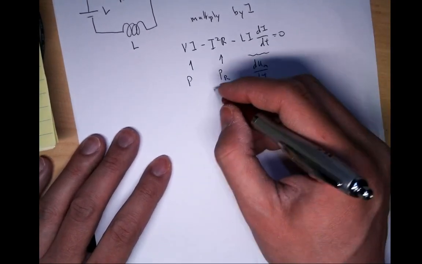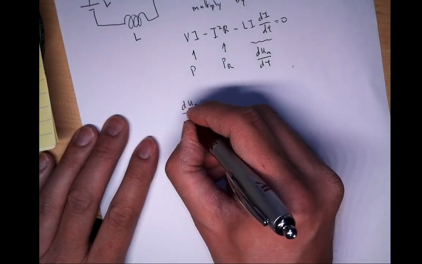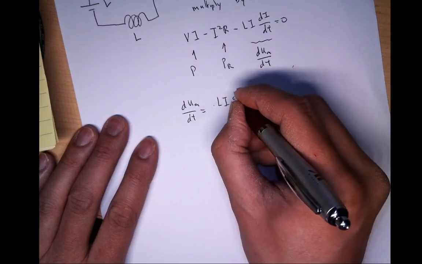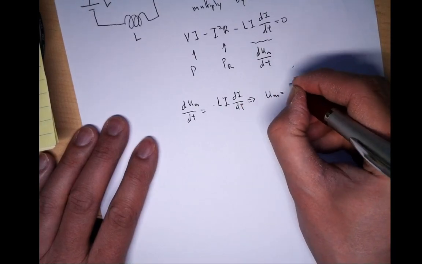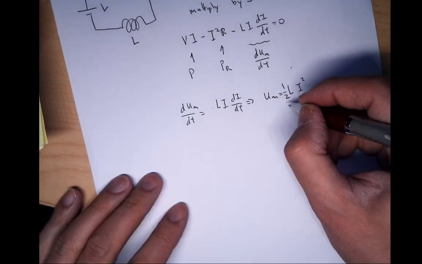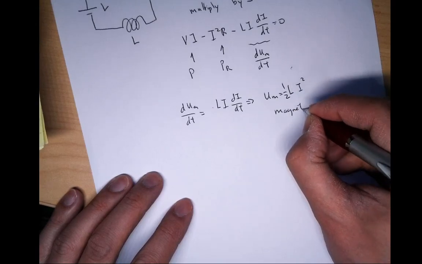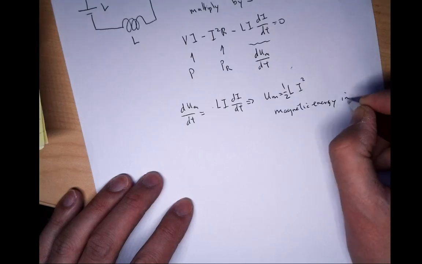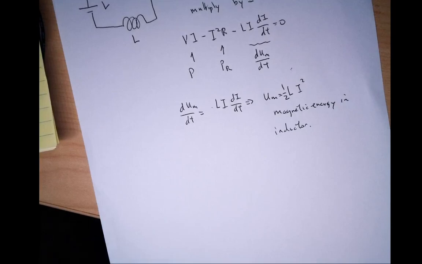And so what you have is that dU_m/dt is equal to L I dI/dt, which implies that U_m is equal to 1/2 L I squared, right? So this is the magnetic energy in an inductor.